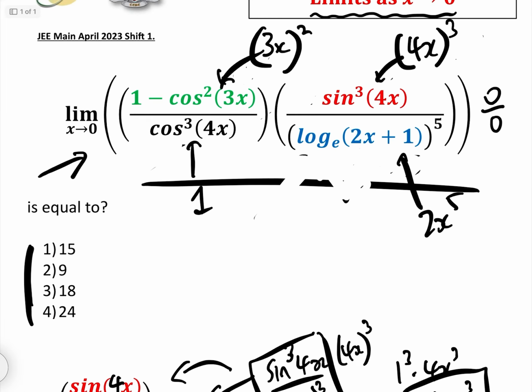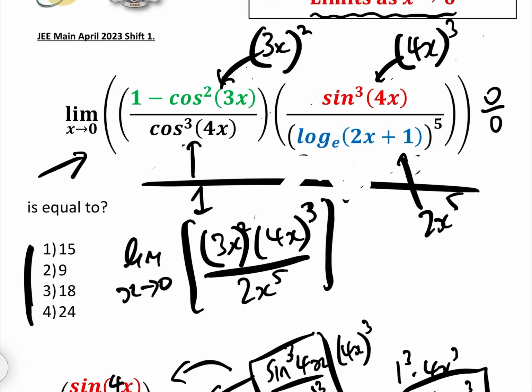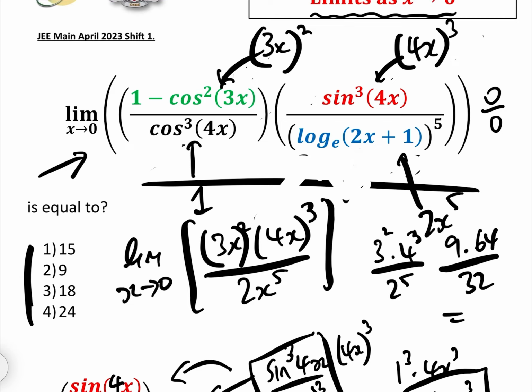And so that basically gives us 3x squared times 4x cubed over 2x to the 5, and we need the limit as x approaches 0 of that. Well, fortunately for us, the x's cancel out, and it leaves us with 3 squared times 4 cubed over 2 to the power of 5. Well, 3 squared is 9, 4 cubed is 64, and 2 to the 5 is 32, which equals 18, which equals option 3. And so option 3 is your answer.